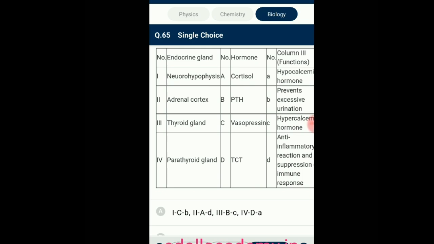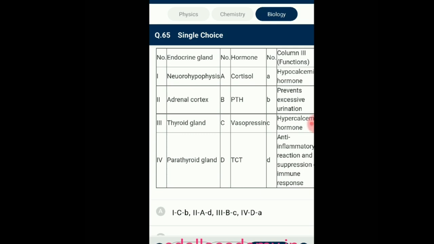Second one, adrenal cortex is responsible for secretion of a hormone called cortisol, which is a major glucocorticoid. It is responsible for anti-inflammatory reaction and suppression of immune response.